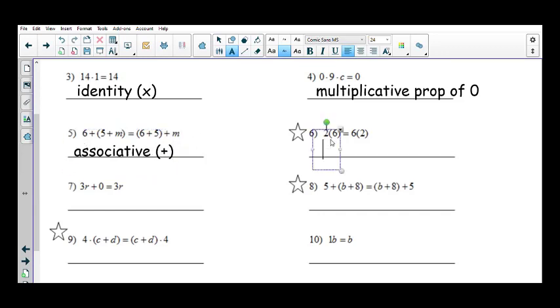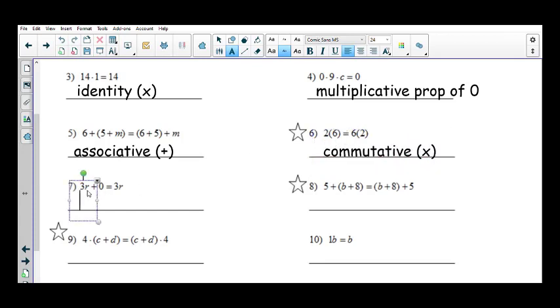Up next, number 6, I have a star next to it because this is one that tends to trick students. I've got 2(6) equals 6(2). So pretty frequently, students say this is the associative property because they see parentheses, but the order of the numbers is changing. There's no regrouping of operations or anything like that. Those parentheses represent multiplication. 2 times 6 equals 6 times 2. This makes it the commutative property of multiplication.